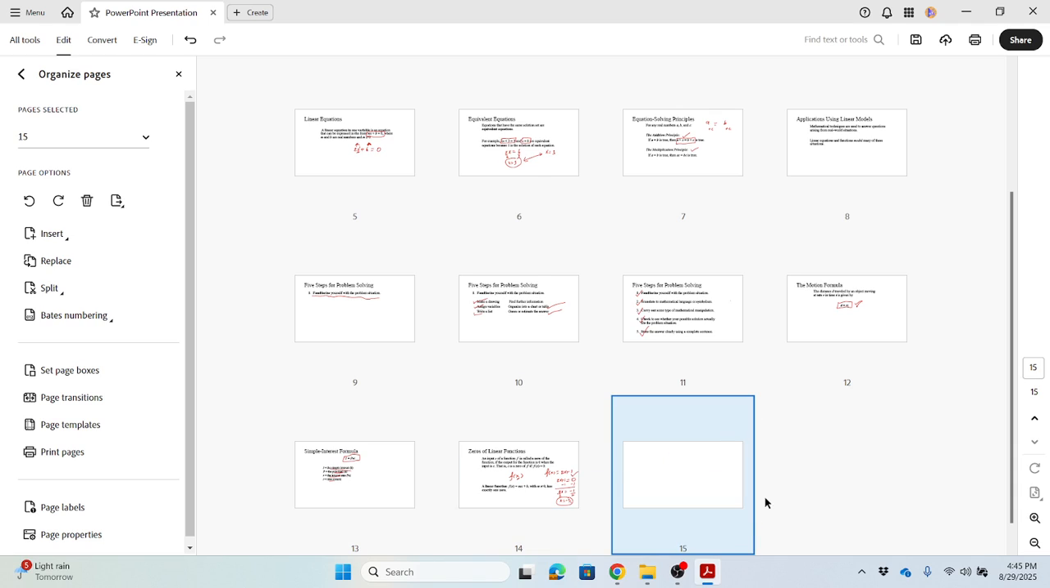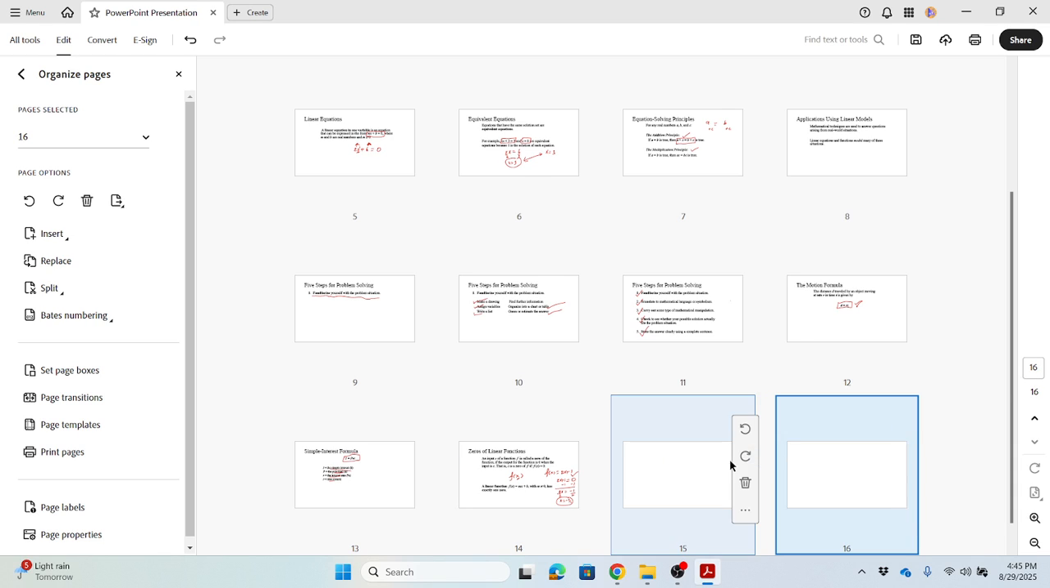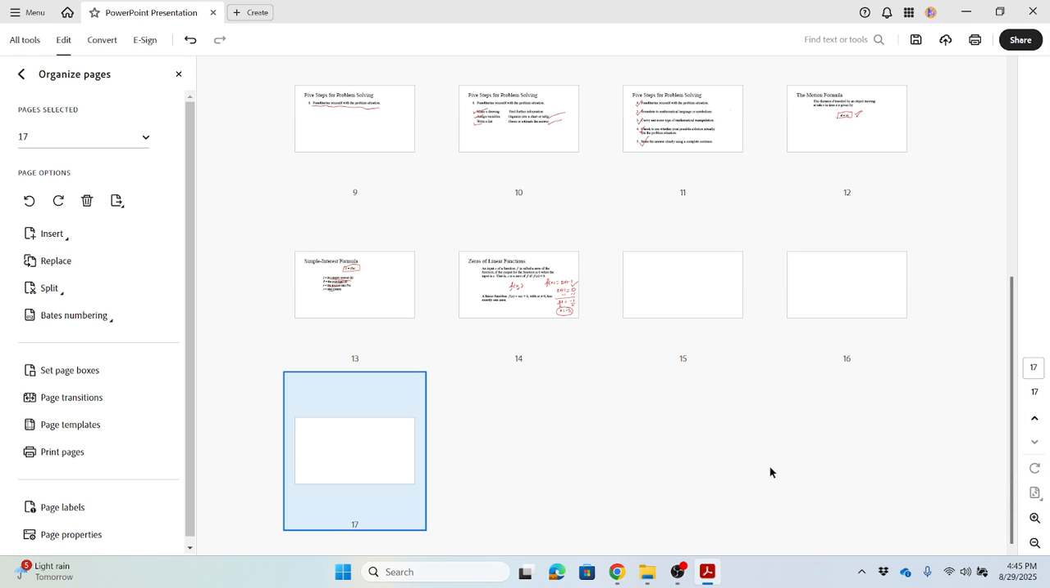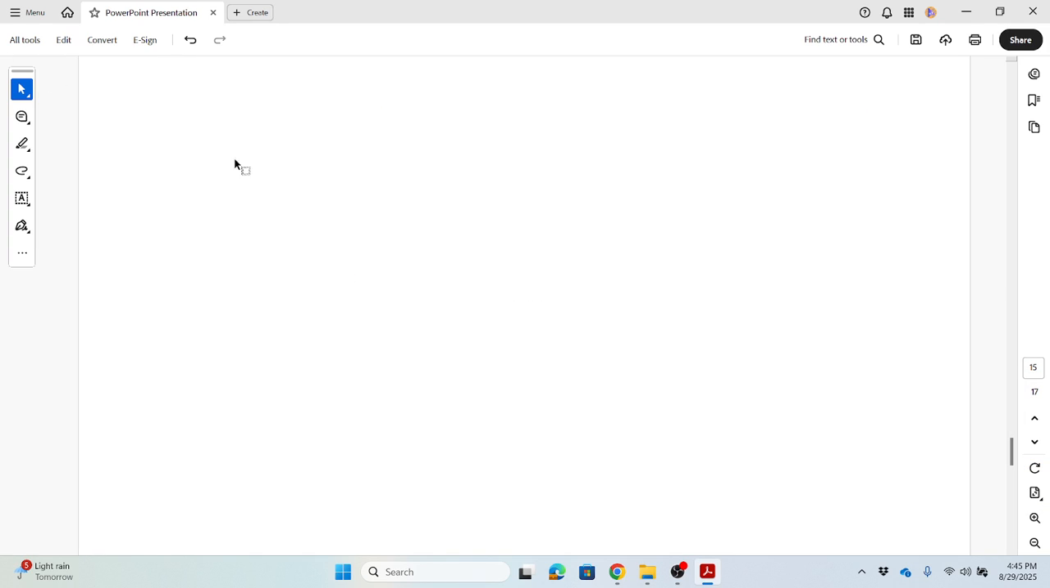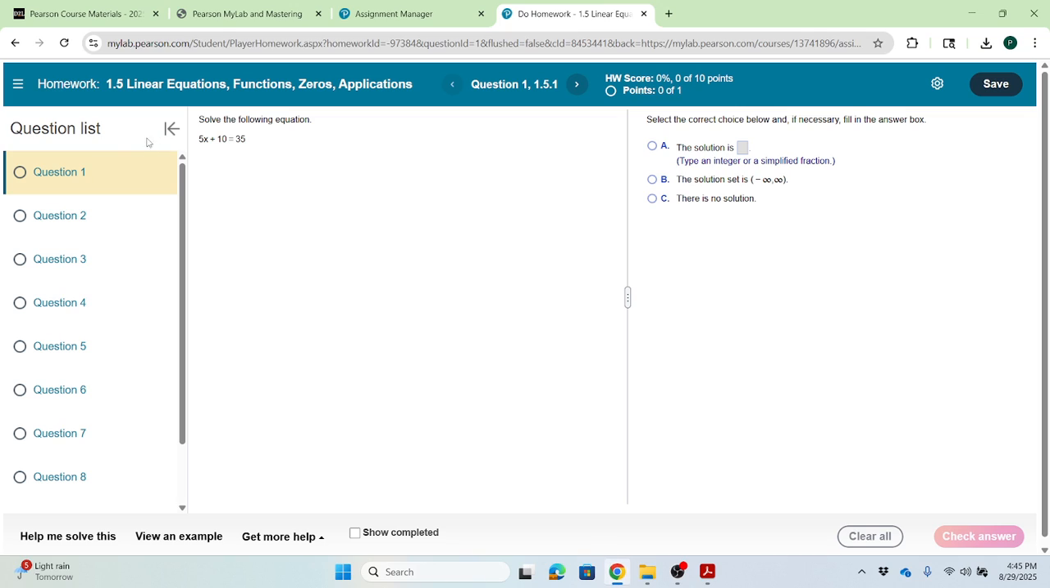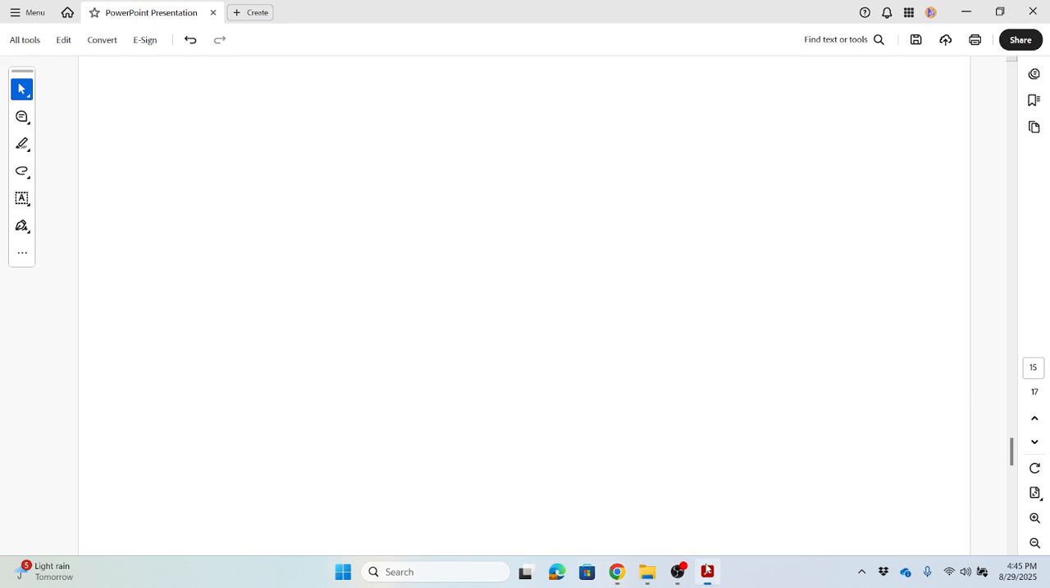So these are some information from this section, and now I'm going to do some examples from your homework problem. So let's go to the homework problem. Let's see question number 1. Solve the following equation. The equation is 5x plus 10 equal 35. How can you solve it?